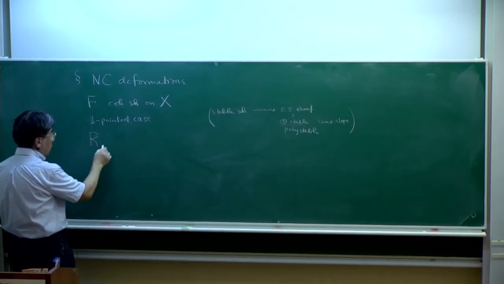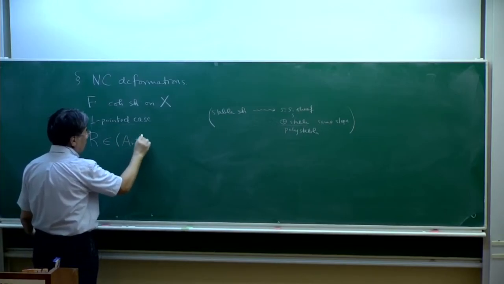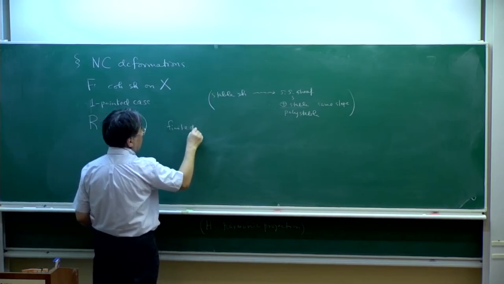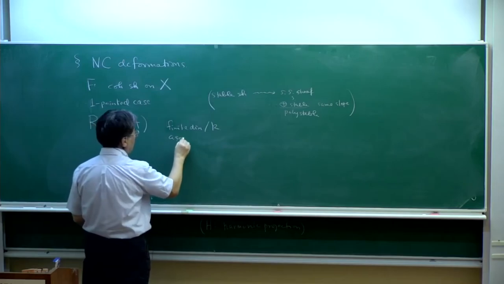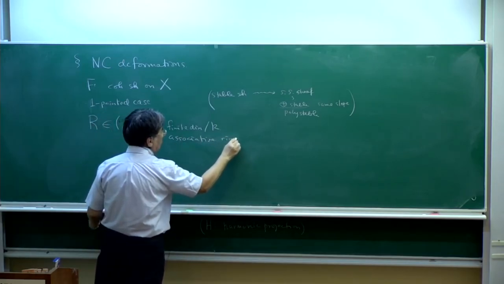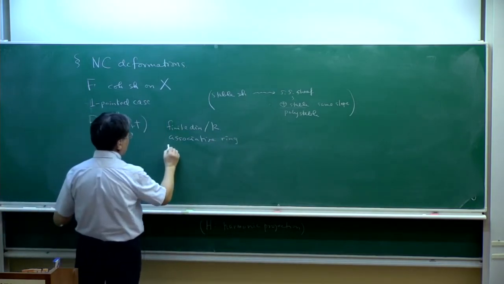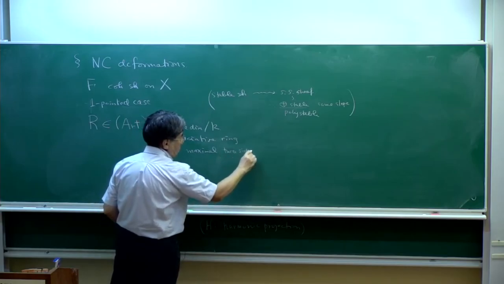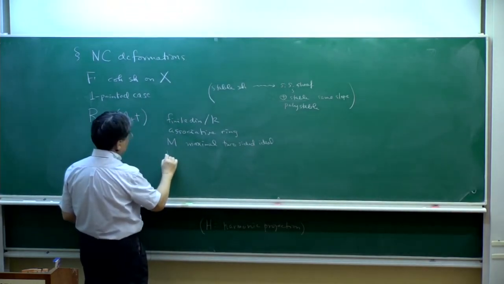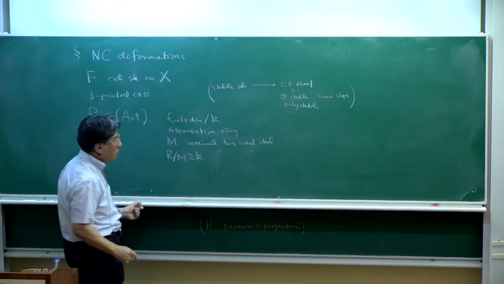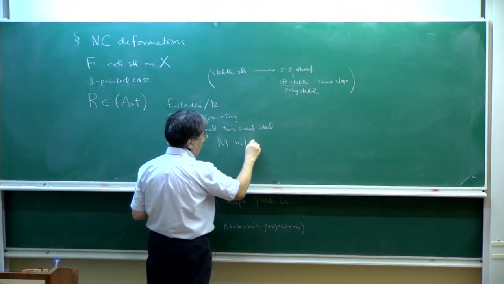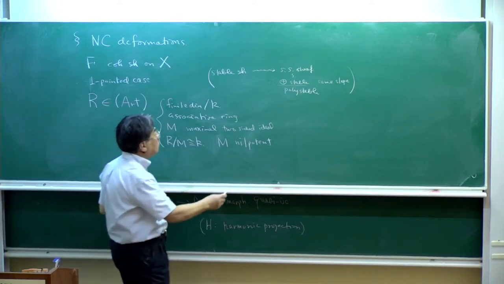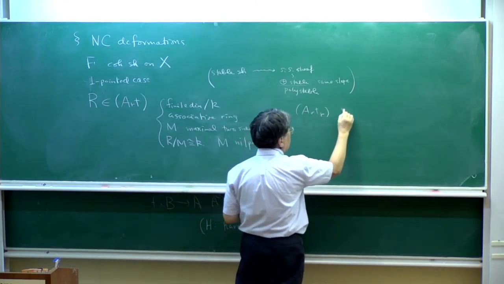Then the ring is in the category of Artinian rings. So this is finite dimensional over a field, and associative algebras. And there is only one maximal two-sided ideal denoted by M, such that R over M is naturally isomorphic to the base field, and moreover, M is nilpotent. So this is the basic category.